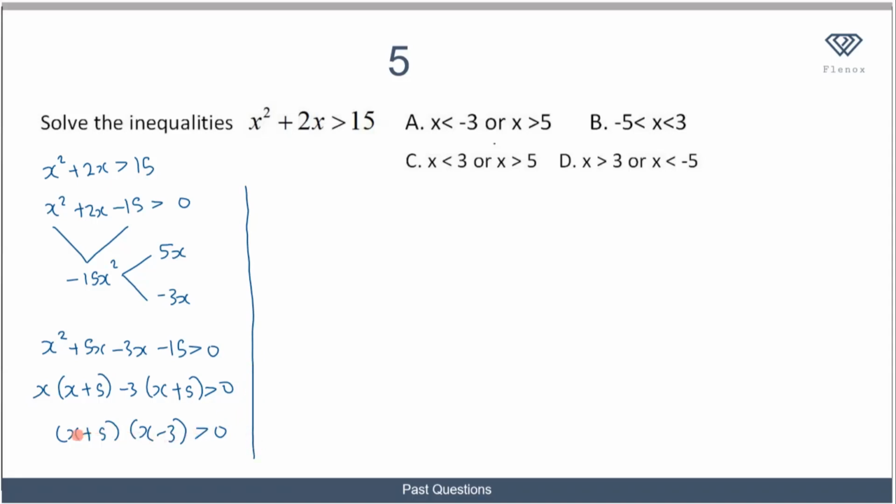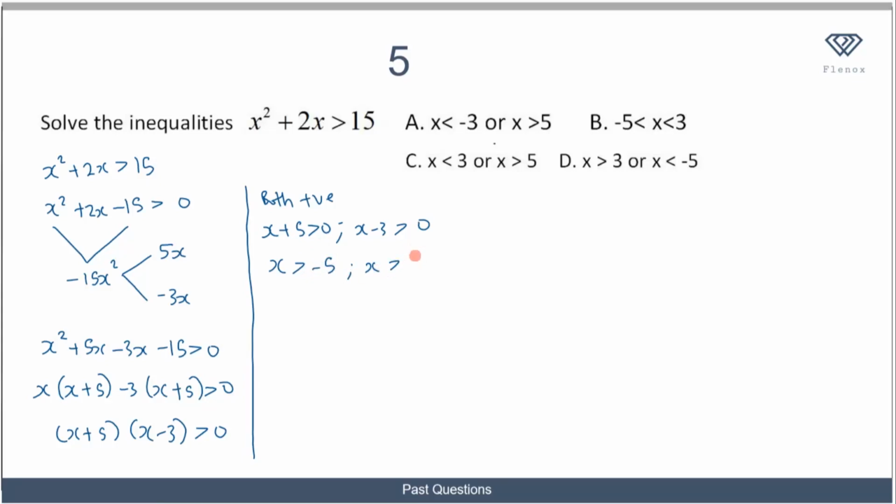Now we know that the product of these two quantities gives me a number that is positive. So in what two ways can this be achieved? Either both terms here are positive or both of them are negative. So in the first scenario, both of them are positive. That means either x plus 5 is greater than 0 and x minus 3 is greater than 0. So if we solve that, we have x is greater than minus 5 and x is greater than 3.